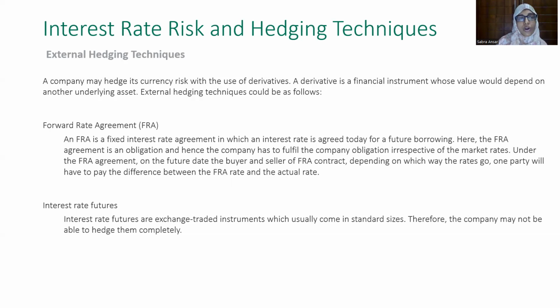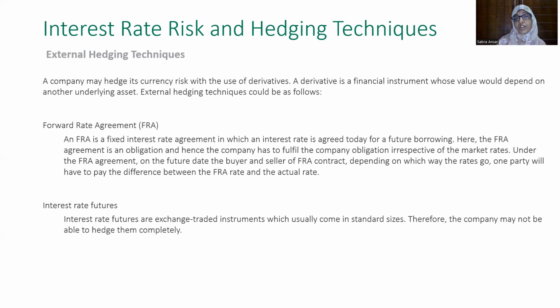There is something called a forward rate agreement, or FRA. So what is an FRA? This is basically a fixed interest rate agreement in which an interest rate is agreed today for future borrowing. The FRA is an obligation where you agree on an interest rate today for future borrowing. So the company has to fulfill the obligation irrespective of the market rate, because you agreed upon it today itself.